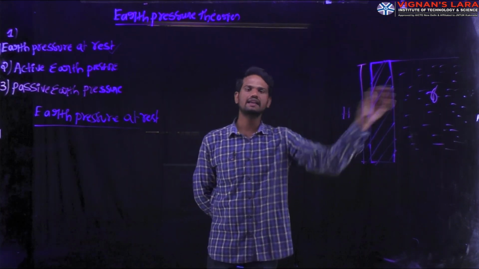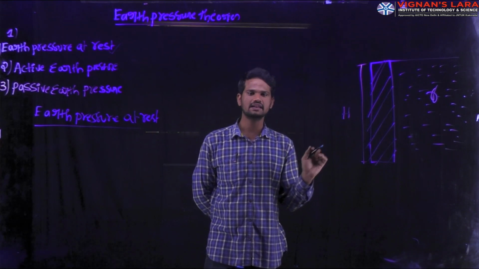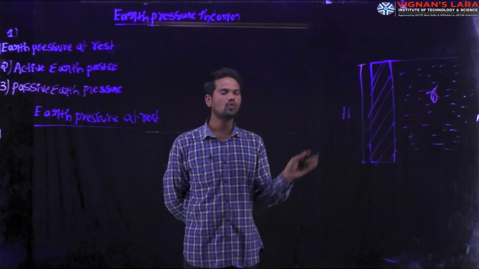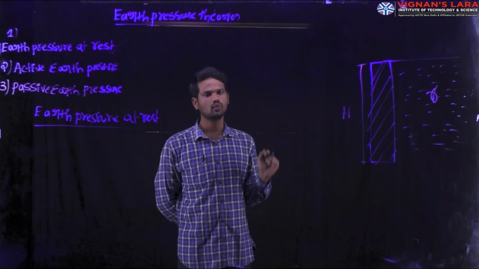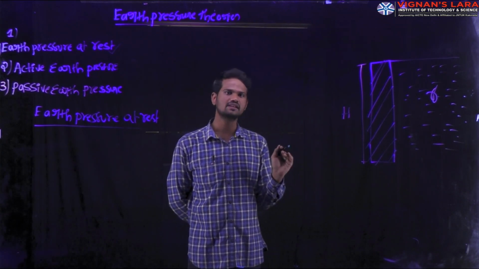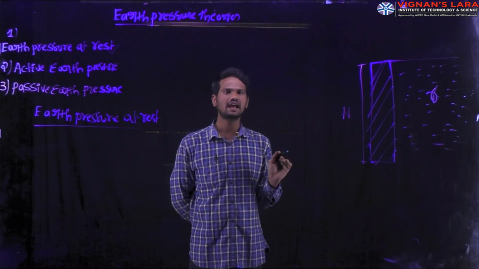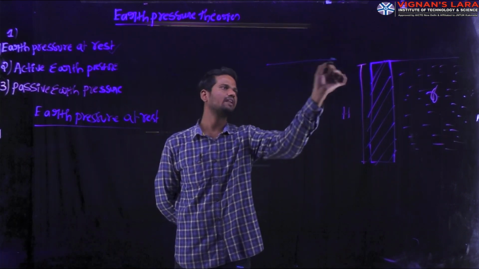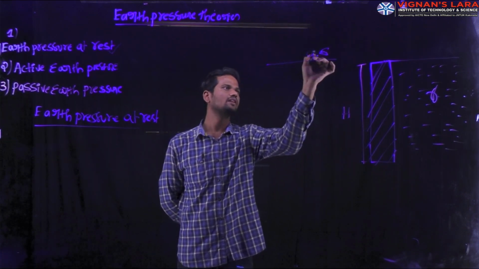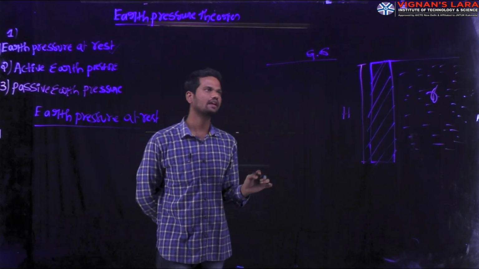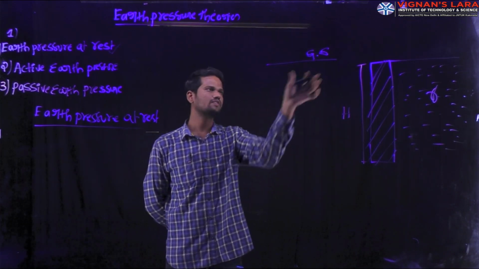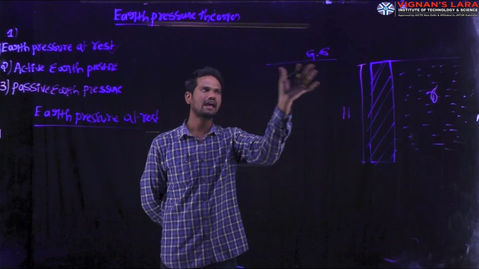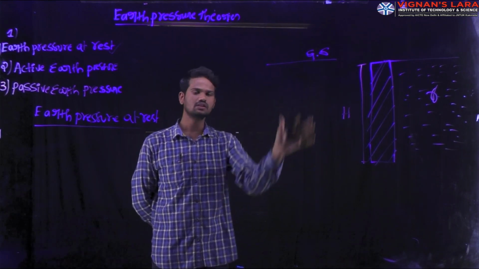Before calculating the earth pressure at rest condition, I will explain how we calculate the vertical pressure. After calculating the vertical pressure, we will calculate the horizontal pressure. Suppose I am taking a natural ground surface. From this natural ground surface, we have the soil below this ground level.